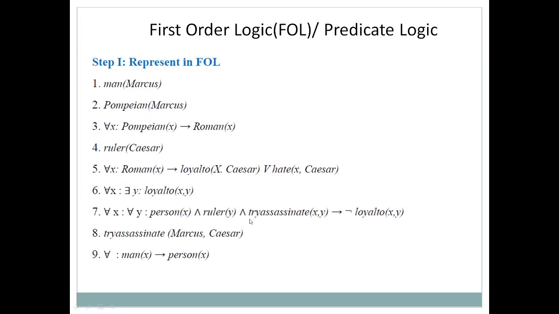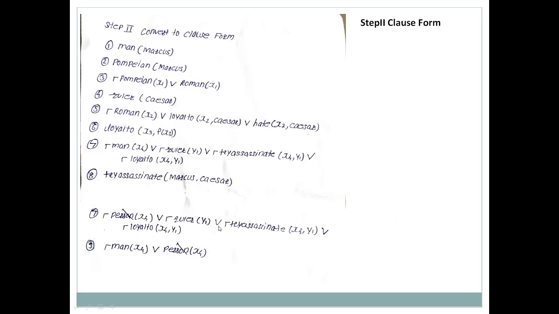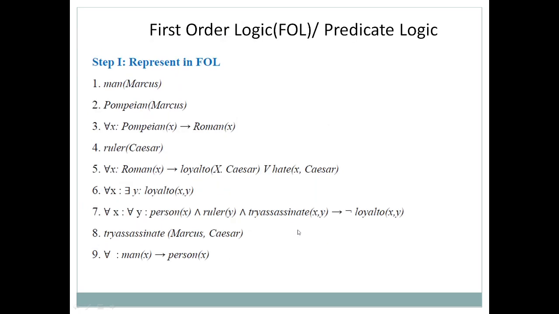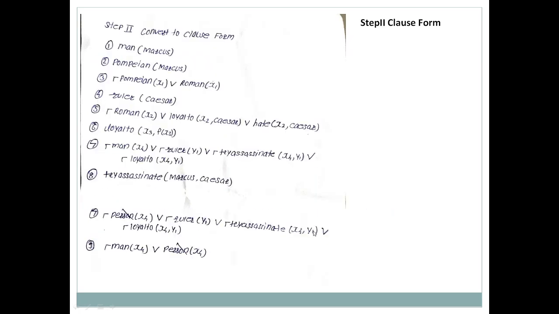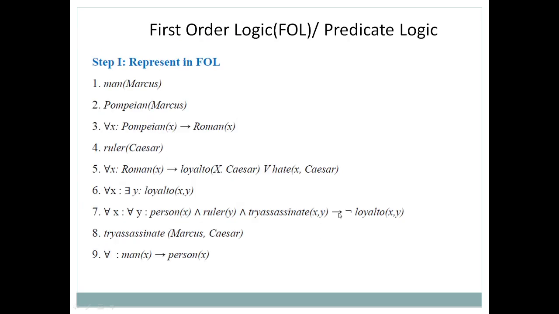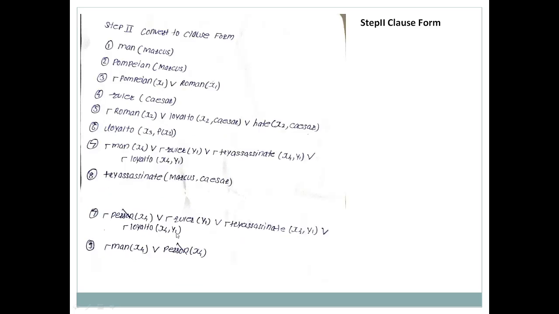Okay, and then this AND is replaced by OR, negation of try to assassinate in bracket x4 comma y1. This implication is replaced by OR, and the rest of the terms will remain as they are. Here x4 y1. So here x4 y1. So this is the statement number 7.